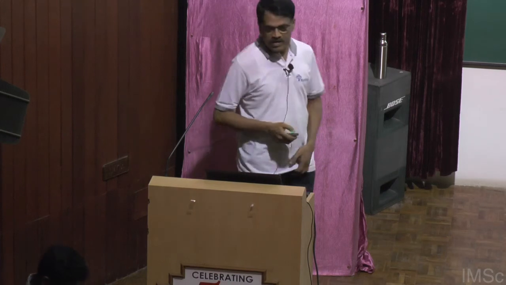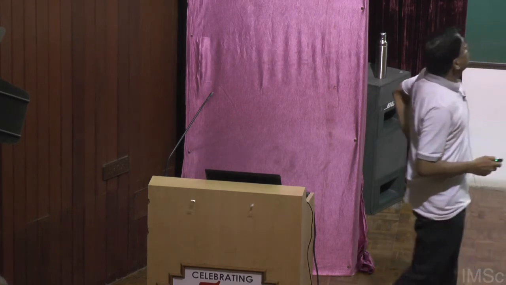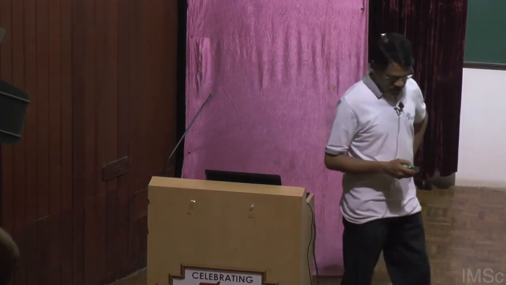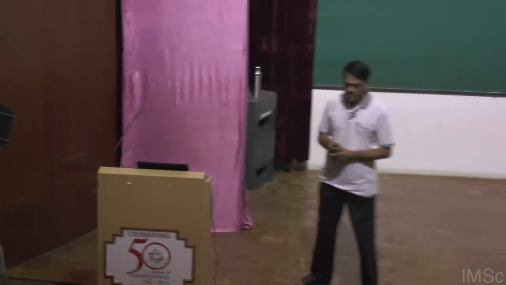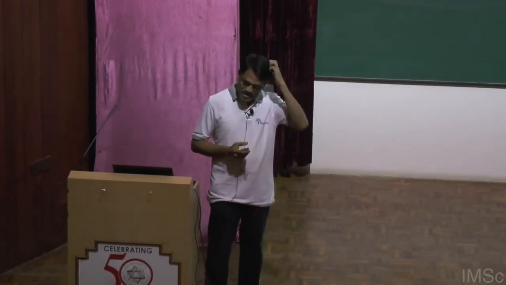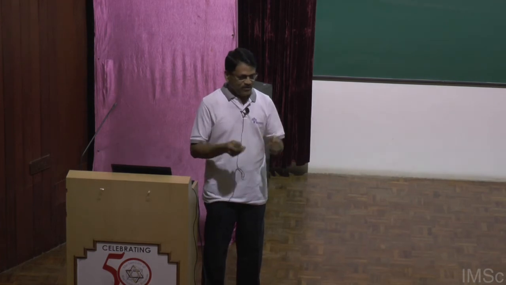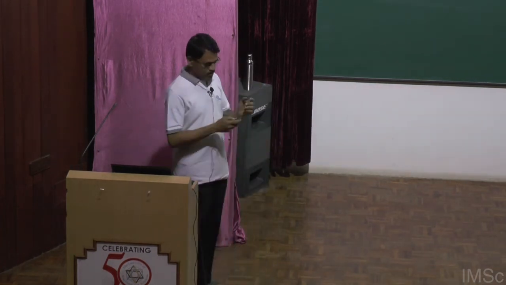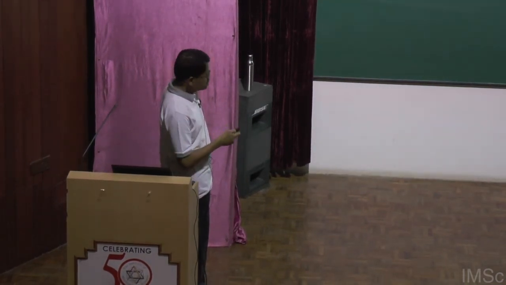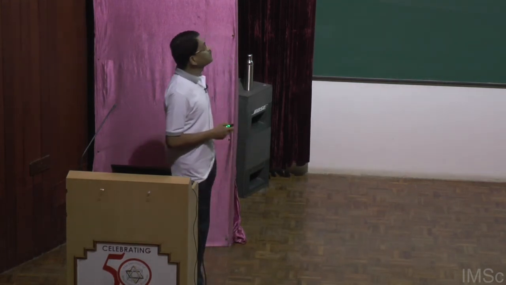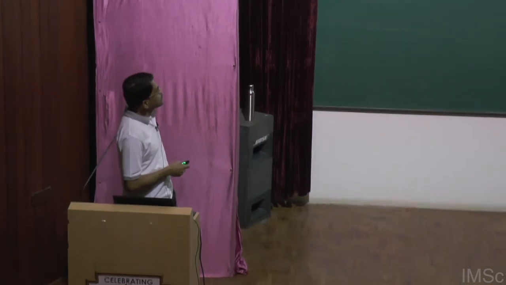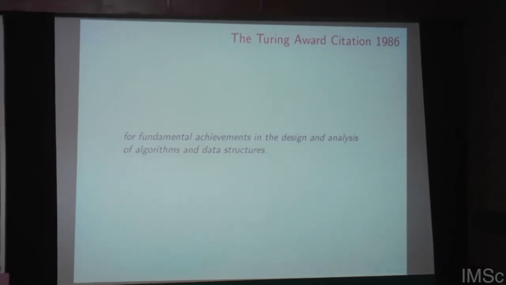Thank you, Chitra, for this opportunity. So I'm going to be talking about contributions of Hopcroft and Tarjan, mostly about Tarjan actually, because it was initially going to be a talk on Tarjan until we realized that both of them jointly won, and then I decided to talk a bit more about Hopcroft as well. So this is Hopcroft and that's Tarjan. And as Chitra mentioned, the Turing Award citation of 86 mentions that they get this award for fundamental achievements in the design and analysis of algorithms and data structures.